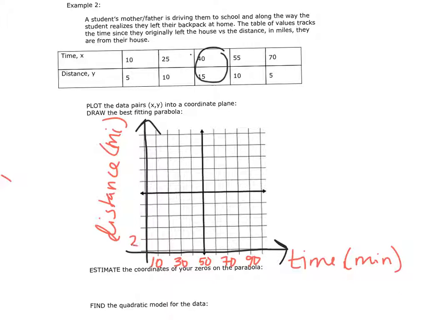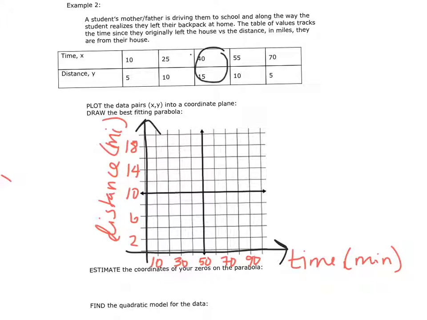So I've got 2, 4, 6, 8, 10, 12, 14, 16, 18, 20. I just labeled every other one because I wrote kind of big. If you write smaller, you can label every box, every line. But I know I wrote kind of big.